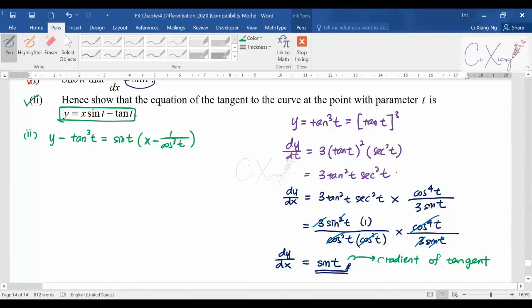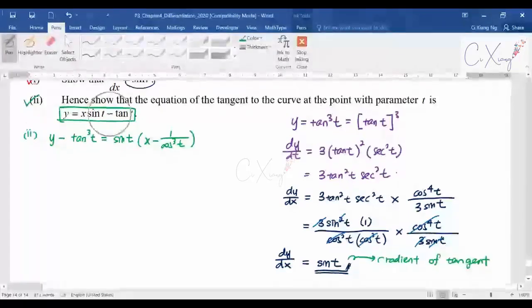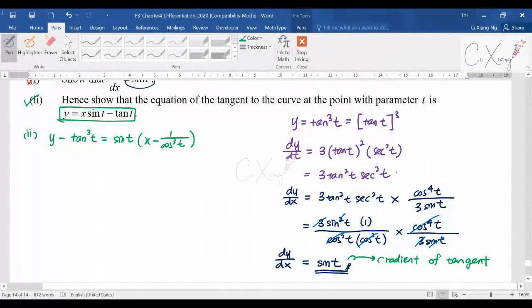This equation looks not so easy, but they want you to rephrase it into something like this, so maybe you can try slowly. The first step that I can do is to expand the bracket on the right hand side. Sine t times x, I'm having x sine t, then minus sine t divided by cos power 3t. So maybe this is what I have.